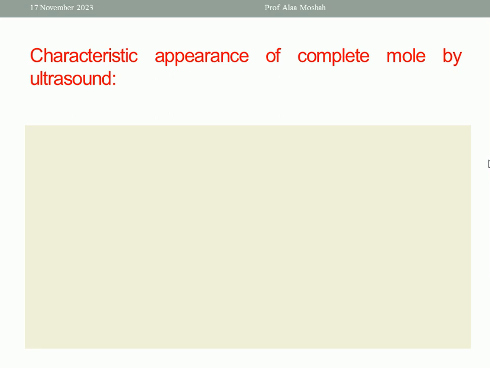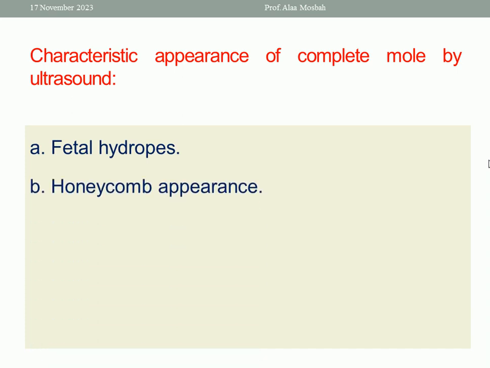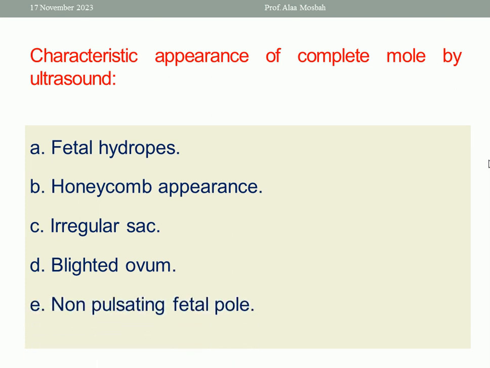Characteristic appearance of complete mole by ultrasound. A. Fetal hydrops. B. Honeycomb appearance. C. Irregular sac. D. Blighted ovum. E. Non-pulsating fetal pool. Please try to answer before me. Okay? So, the one best response here is B. Honeycomb appearance. This is characteristic for molar pregnancy by ultrasound.